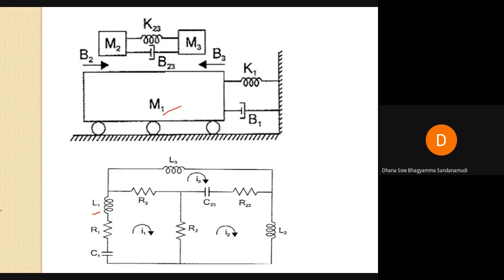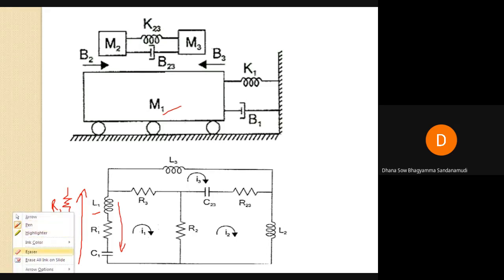No need to draw like this. I am starting with M1, so I can draw inductor L1. Next I am considering K1. K1 is 1 by C, so I can draw a capacitor here, C1. Next, what is B1? B1 is R1, I can draw R1. In this circuit it is in the downward direction. I can draw it in this way also. It is not going to change anything.